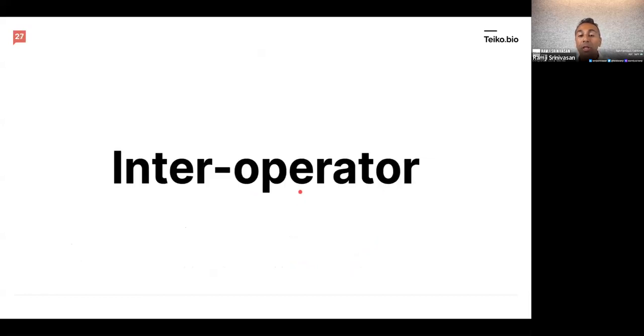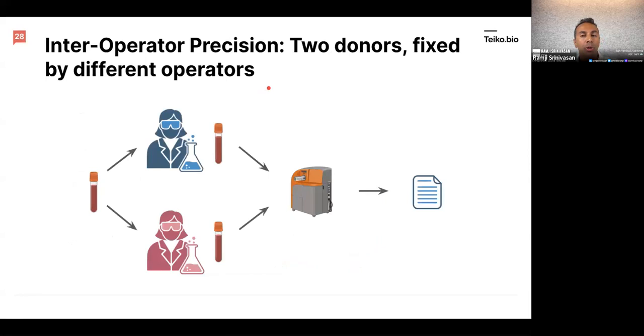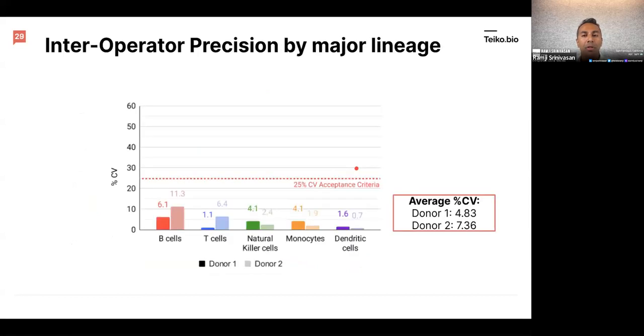And then the third comparison is inter-operator. So we did 2 donors and we fixed them by different operators, and then it was ultimately stained by a single operator. And we compared across these by major lineage, and again, found single-digit coefficient variations for both these donors. So 4.83 for donor 1 and 7.36 for donor 2. And that we compared to our 25% CV acceptance criteria.